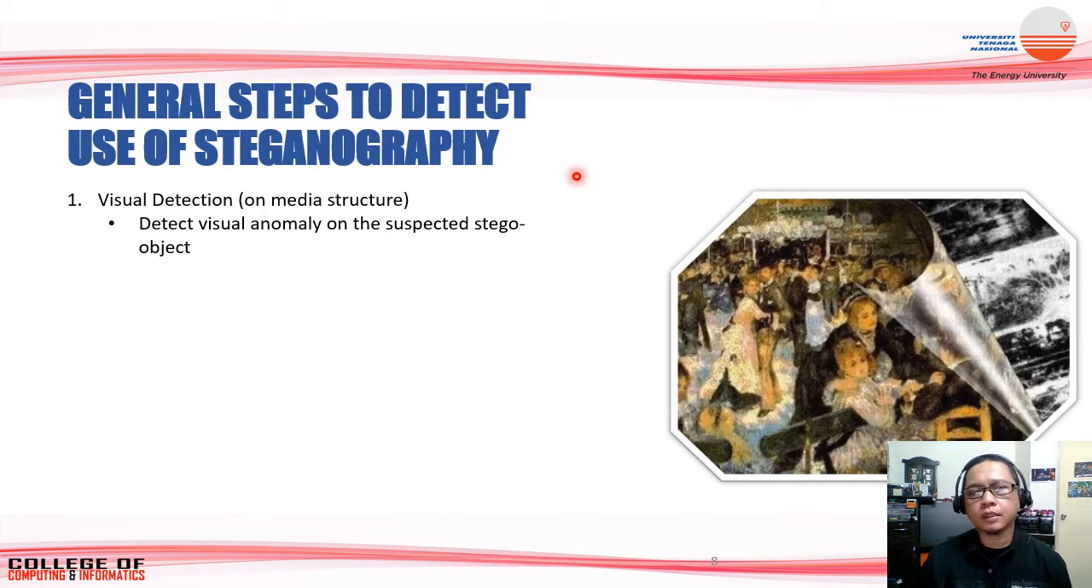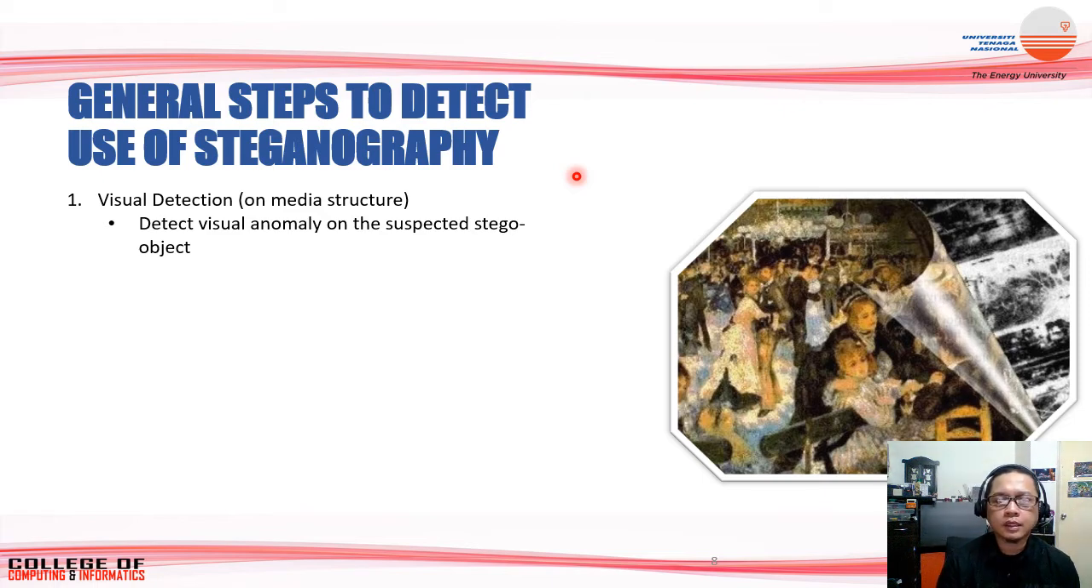So there are four general steps to detect the use of steganography. The first step is to use visual detection on the actual media structure. So you can use your visual perception to detect visual anomaly on the suspected stego object. For example, if you have the original image that can be used as the carrier, then you have a comparison of before and after the embedding has gone through to the cover object.